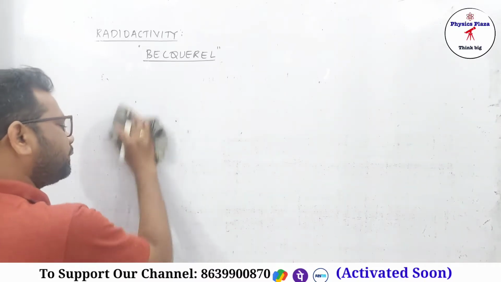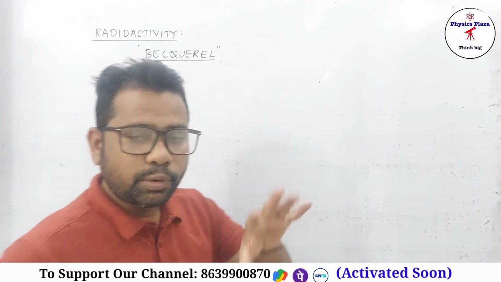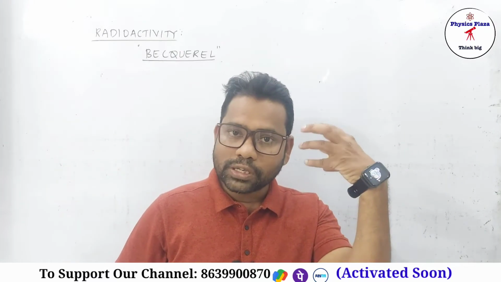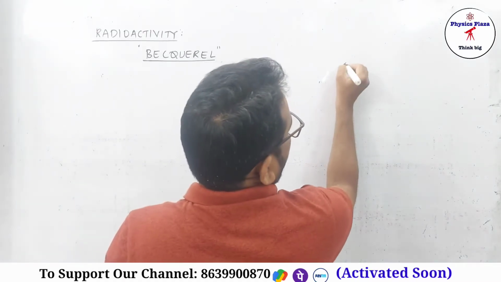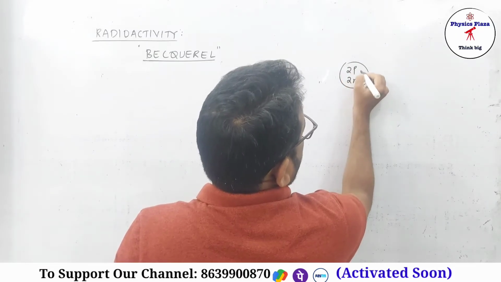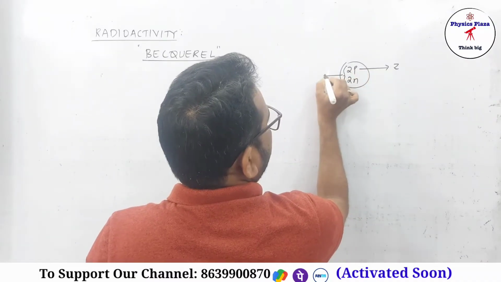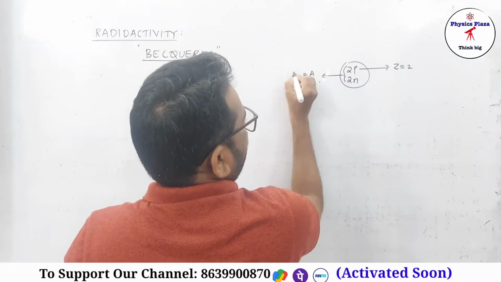It's very important, children. My suggestion is that first you learn alpha properties, then immediately learn about alpha decay also, because you know the concept of alpha particle, right? Okay, so alpha particle means what, children? Here alpha particle is 2 protons, 2 neutrons. This is Z, together it is A. So Z is equal to 2, A is equal to 4.